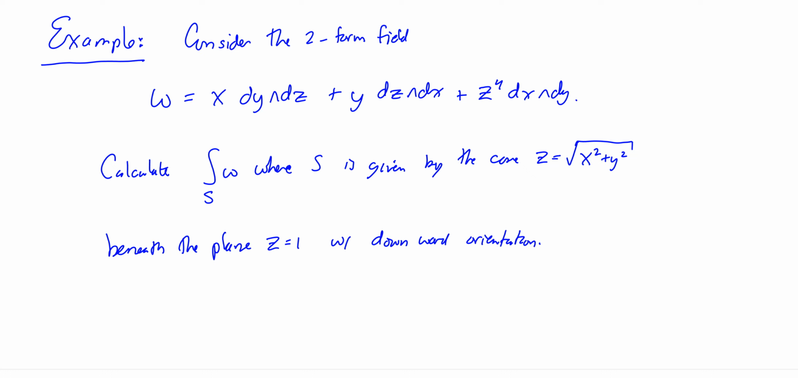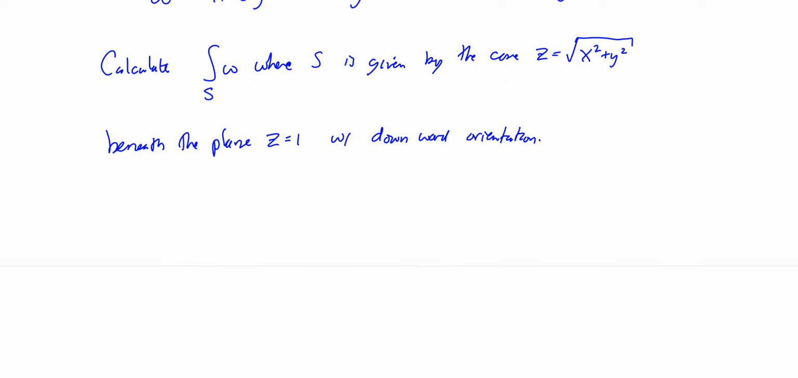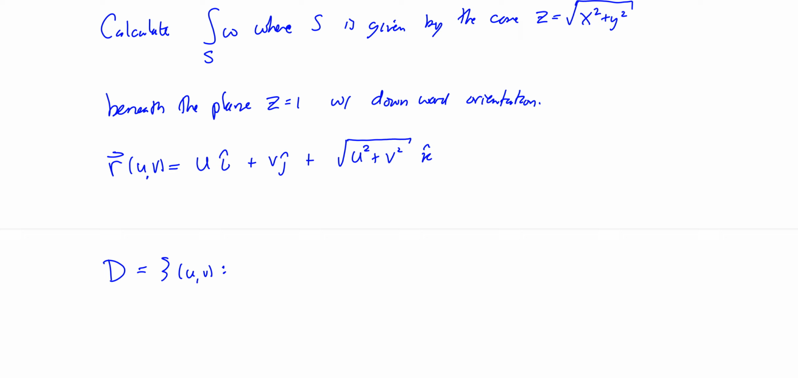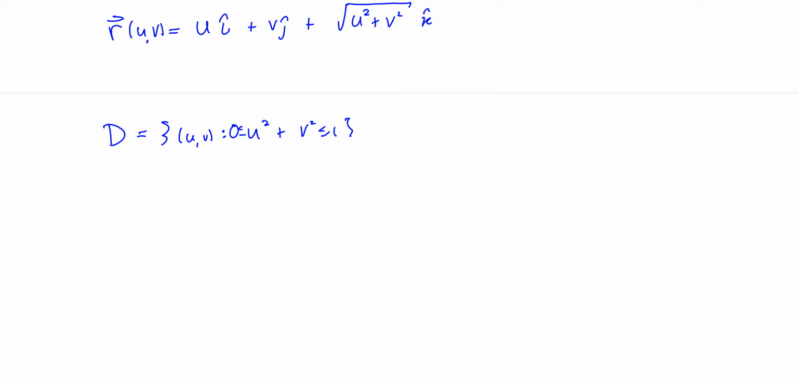So the first thing we'll do is we're going to parameterize our surface. So this is an easy one to parameterize. We can just take x to be u, y to be v, and then the z component is just the square root of u squared plus v squared k hat. And what is our region D? Well, we just want the u and v's. Now, to get all of these pieces on the cone, we want u squared plus v squared to be between 0 and 1. So this is the same type of parameterization we did when we used vector fields. There's nothing new about that part.